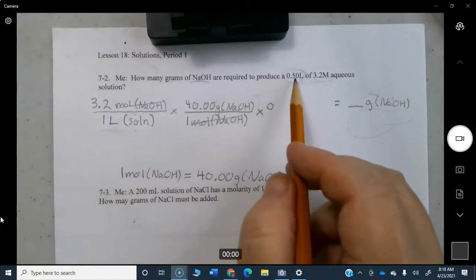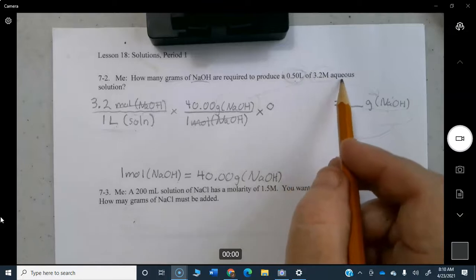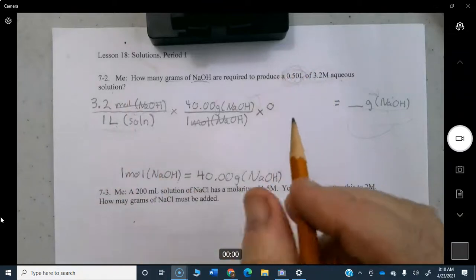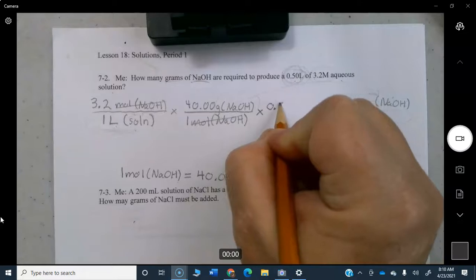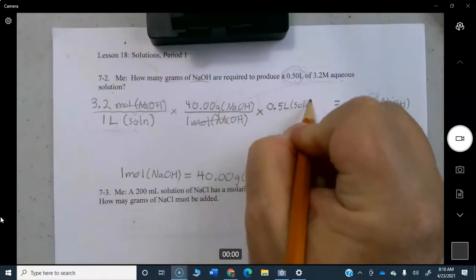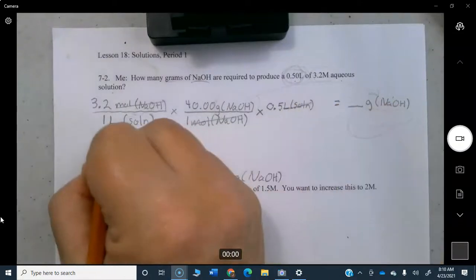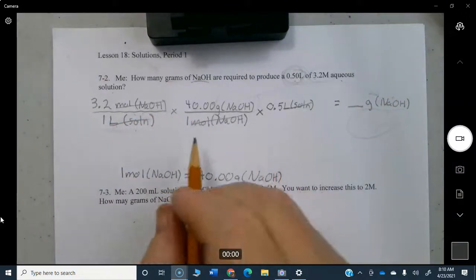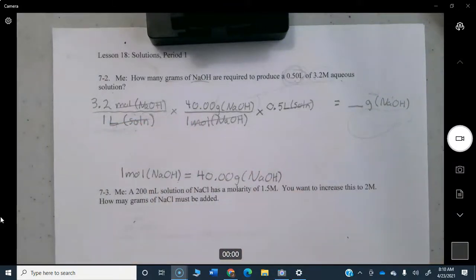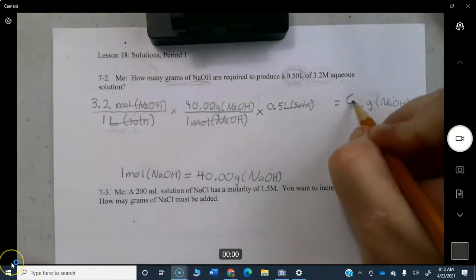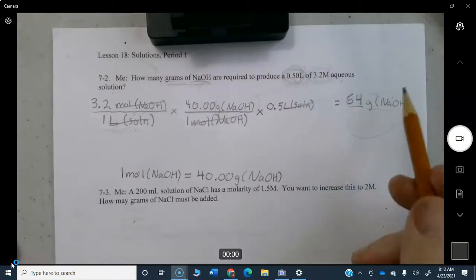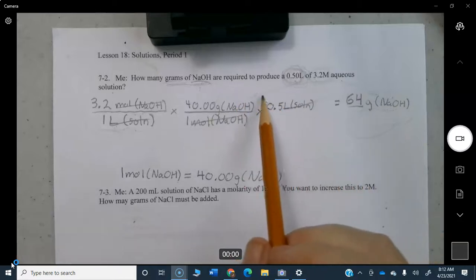So it says to produce 0.5 liters of 3.2 molar aqueous solution. So this is the volume of the entire solution. So that does check out. Liters of solution, liters of solution. And now you have no units of measure on the bottom, which is what you needed. And so you crunch the numbers on that. Here it is: 64 grams of NaOH is what you would need to mix this.